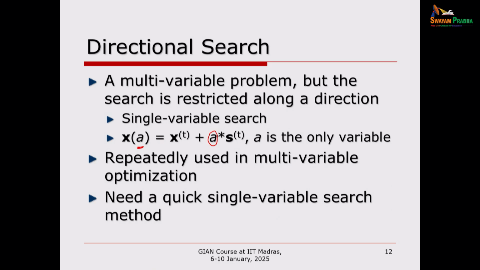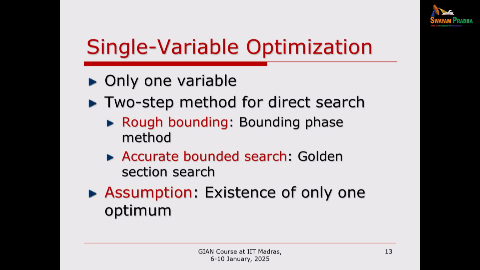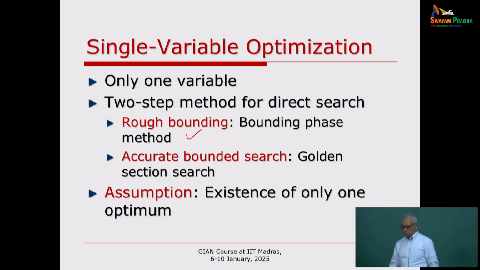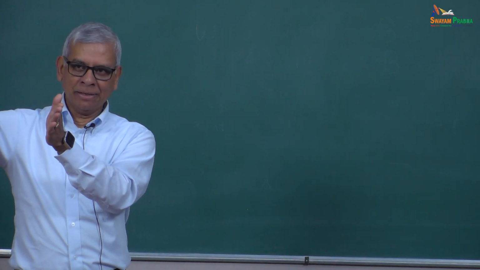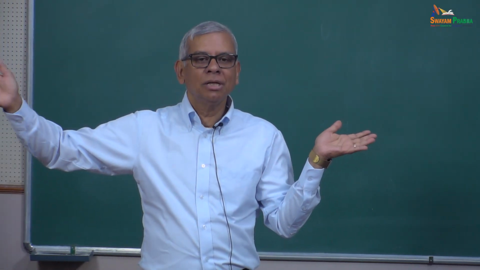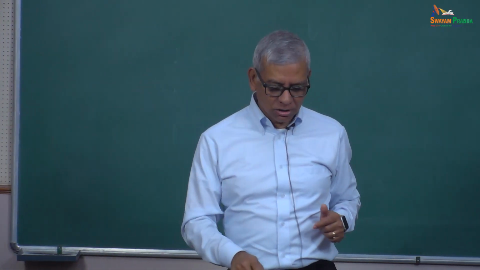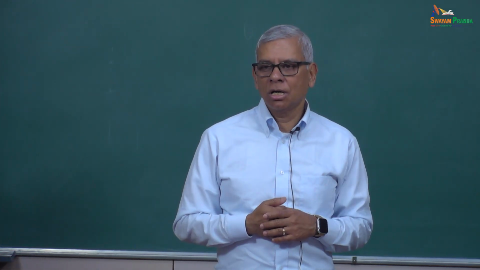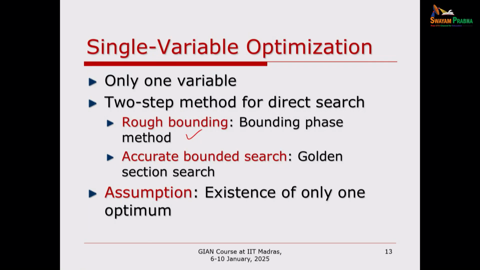So there are two ways to find the a. First is called the rough bounding. I am going to bound my minima, saying the minima lies between this small value and this large value. I bracketed the minima. That's called the bounding phase method. I'm going to show you one algorithm for that. Once you have bracketed the minima, I'll do a very thorough search in between. I'm not going to go outside this anymore and will pinpoint where the minima is. That's called an accurate bounded search, and I'm going to show you one method, which is the golden section. This one is called bounding phase.